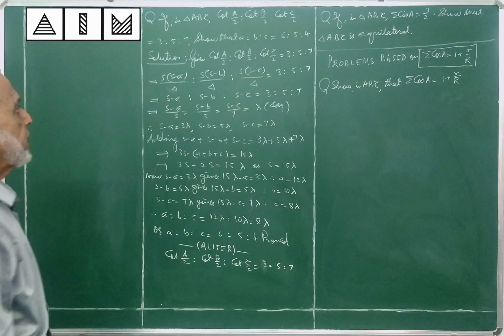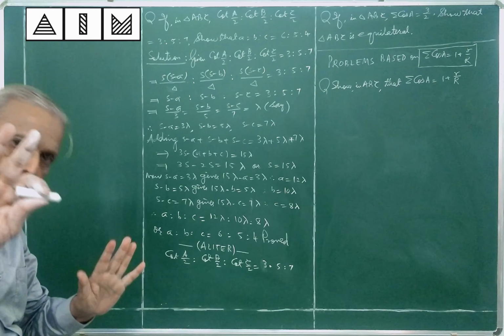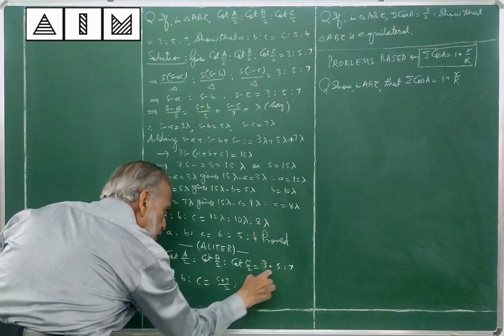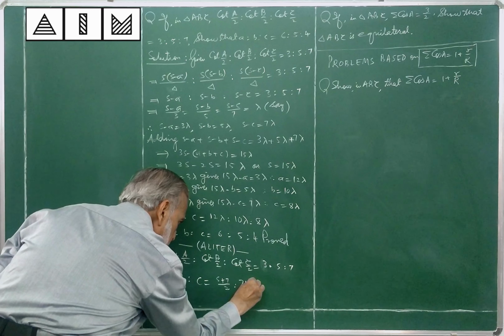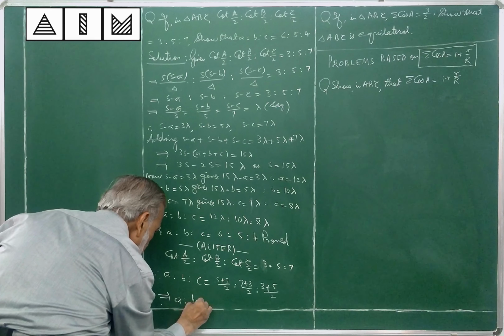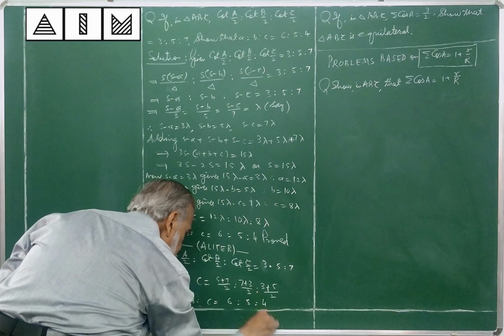This is given cot A by 2, cot B by 2, cot C by 2: 3, 5, 7. I am writing the answer now straight. Seven plus 5, or 5 plus 7, by 2. 7 plus 3 by 2. 3 plus 5 by 2. This is 6, this is 5, this is 4.